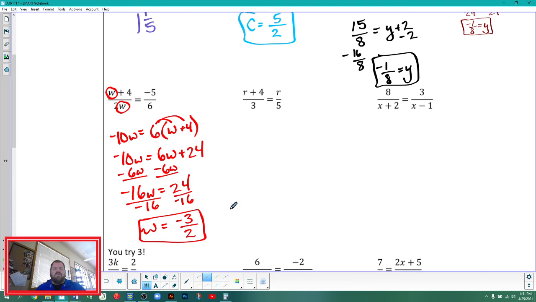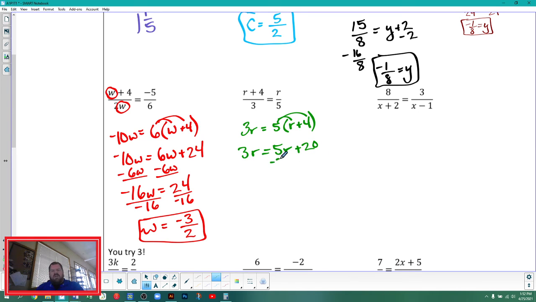And there we go. So you can see where these problems with multiple variables are going to get a little bit more involved. There's going to be distributive property a lot of the time, and there's going to be variables on both sides. So let's try that same strategy on this one. R times 3, and then 5 times R plus 4. Distribute. 5R plus 20.